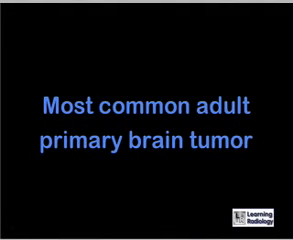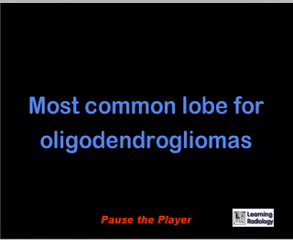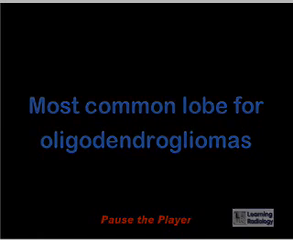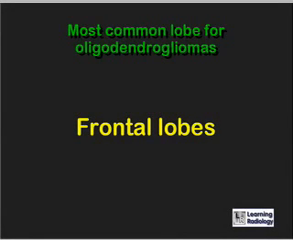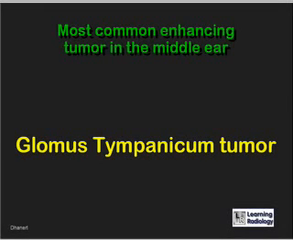What is the most common adult primary brain tumor? Glioblastoma multiforme. What is the most common lobe for oligodendrogliomas? The frontal lobes. What is the most common enhancing tumor in the middle ear? A glomus tympanicum tumor.